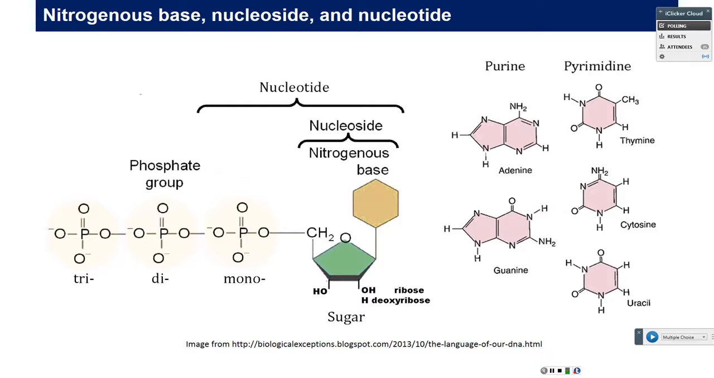And we know there are 5 different bases, 4 for DNA and 4 for RNA, where between RNA and DNA, 3 bases are shared, right? The difference between RNA and DNA bases is that uracil will be used in RNA only, and thymine will be used only in DNA.